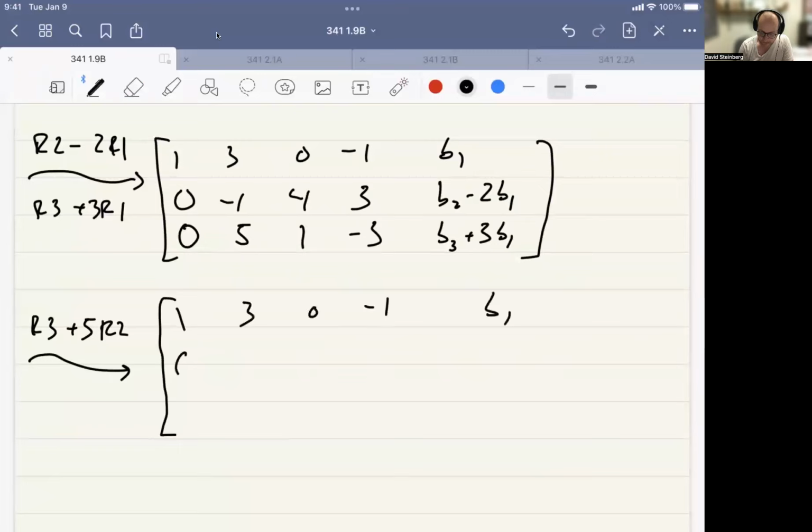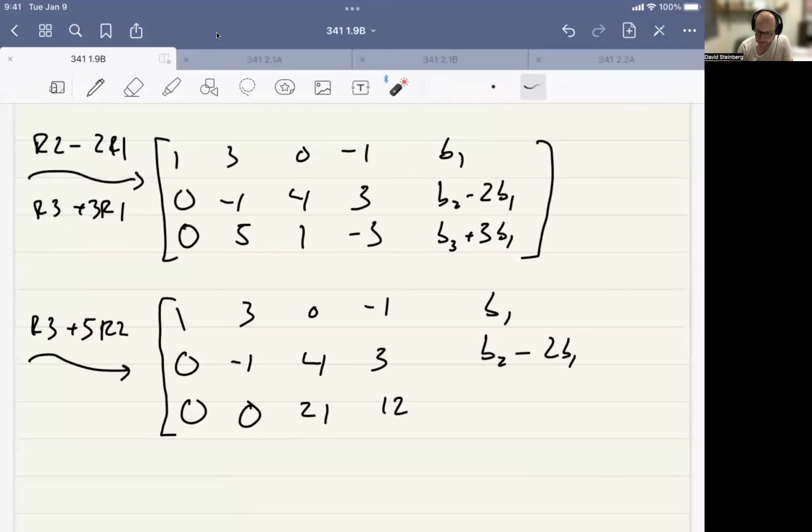Our second row, also unchanged. And the third row is the only one we're going to fuss with. So we've got 0, 0, 21, 12. Now we've got a mess here, but that's life.